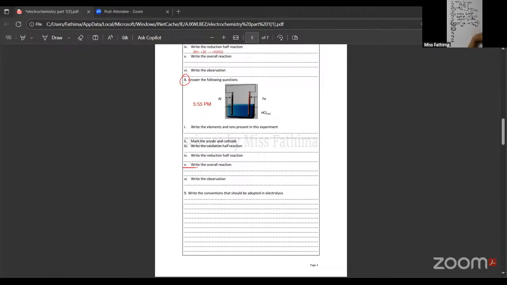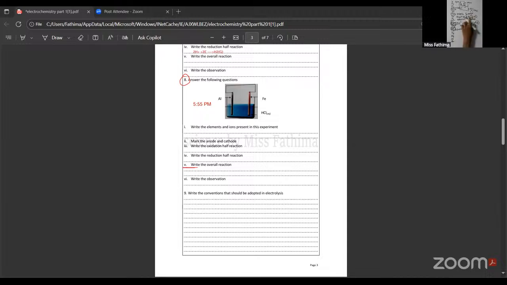Now, in order to write the overall reaction, what did I tell you, children? You have to get rid of the electrons. In order to get rid of the electrons, you have to equalize and simplify them. How do you do that? If earlier it was 2 electrons and 2 electrons, then easily you can cut them off. But here you have 3 electrons on one side and 2 electrons on the other. Then what do you do, children? You multiply the equations to get the same value, then you cut it off.